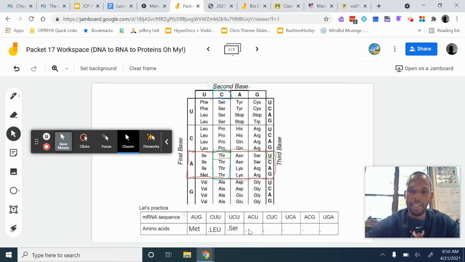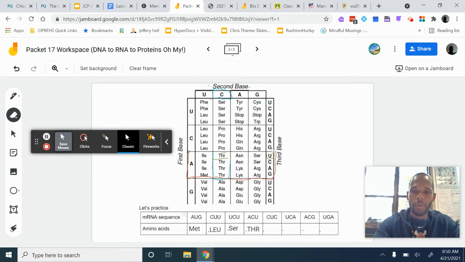So the last one will be THR. Okay. I want you to try the rest on your own. If you need help, ask us for help in a breakout room. We expect everyone to get everything 100% right because you may have done this before, it may be brand new, but we're learning how to make code for those proteins to make up your traits. So try the rest on your own.